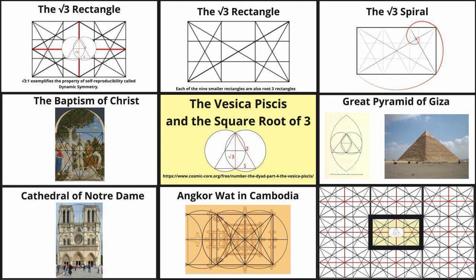But wait, there's one more iconic structure mentioned in the source, and this one might surprise you. Okay, hit me with it. I'm ready for another mind-blowing revelation. The Great Pyramid of Giza. No way! Seriously. The pyramids have something to do with √3.